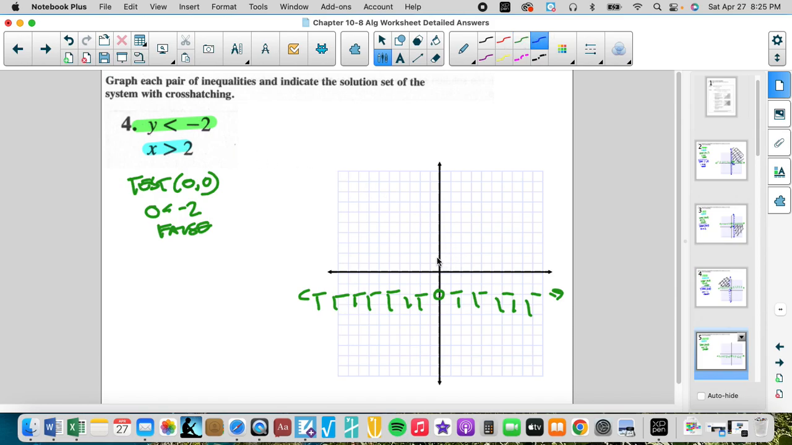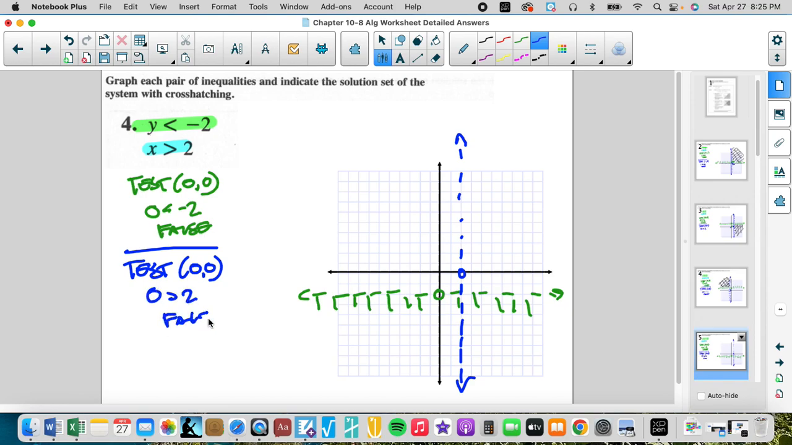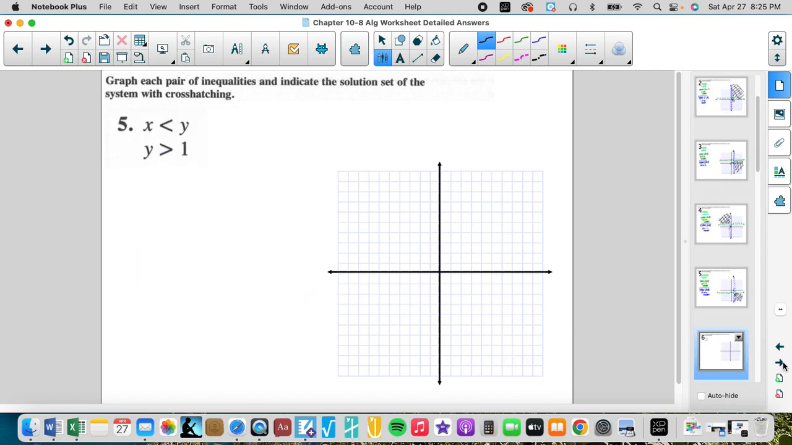X is greater than 2, so open circle. Whoops, that's y, Mr. Mac. That is +2, open circle, dotted, vertical. Let's test 0, 0. X value is 0 greater than 2? That is false. A lot of falses here, people. False, so the other side is true. And we see where it is true, true.